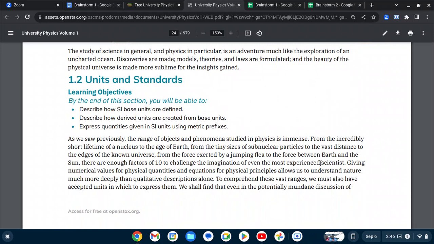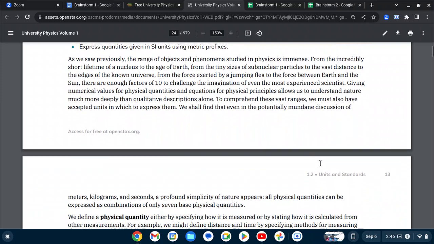1.2 Units and Standards, Learning Objectives. By the end of this section, you will be able to describe how SI base units are defined, describe how derived units are created from base units, and express quantities given in SI units using metric prefixes.